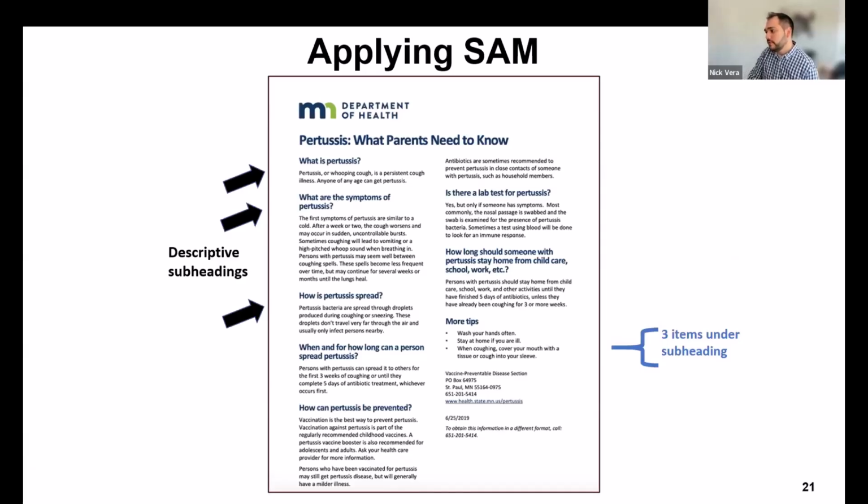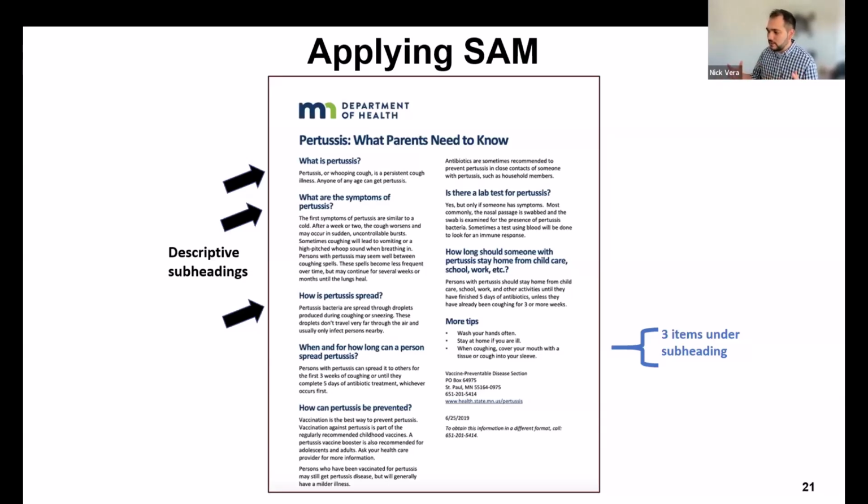On the left, you'll see the descriptive subheadings, where we have a nice bold blue font for things like what is pertussis, and then what are the symptoms of it, with a brief description under each. You can see how it's evenly spaced out and easy on the eyes, easy to digest, and they break all of the heavy information on the left rather than spreading it all the way out.